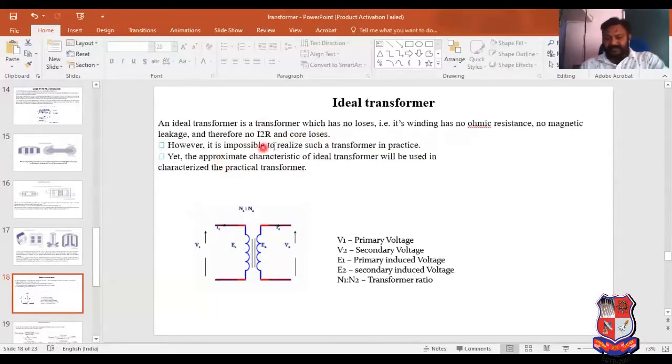However, it is impossible to realize such a transformer in practice. Practically, it is not possible. Yet the approximate characteristics of ideal transformer will be used in the characteristics of practical transformer. But for study we are using ideal transformer.